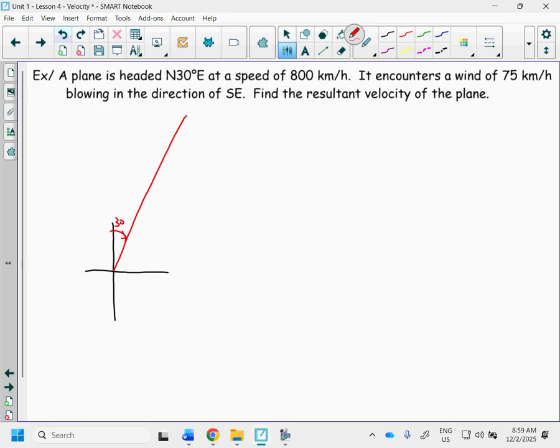And that plane was going 800 kilometers an hour. It encounters a wind blowing in the direction of. So it actually tells us which way it's going. Southeast. When it gives us southeast, it means specifically halfway between south and east. So if this was south and this was east, southeast would be right in the middle between them. Or in other words, there's a 45 degrees there. The wind was 75.